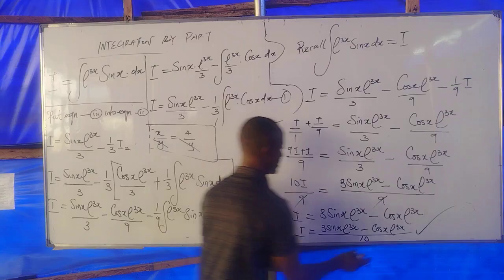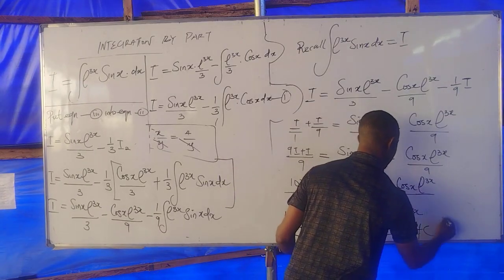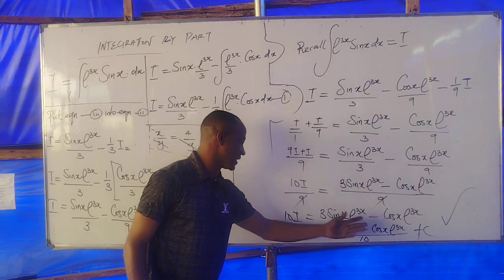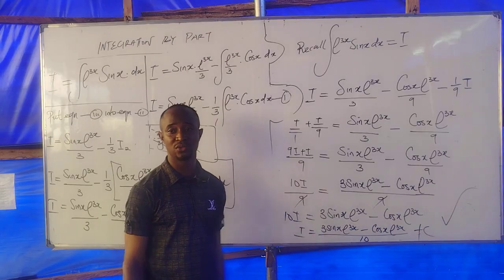Then plus your C. You can add your C. You can stop here, or you can factorize, bring out your exponential 3x. But stop here. This is also good as a final answer.